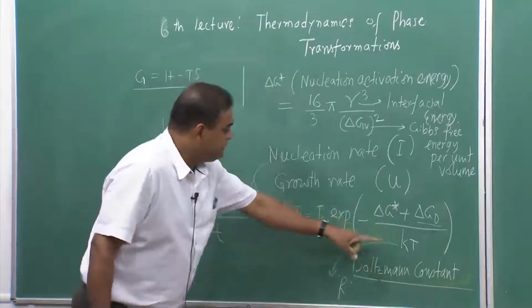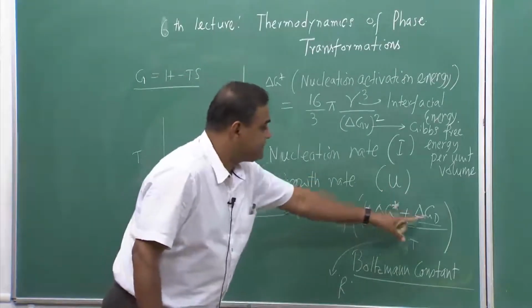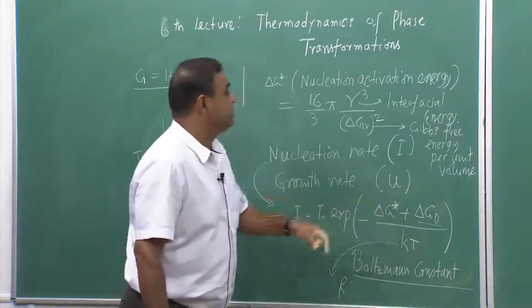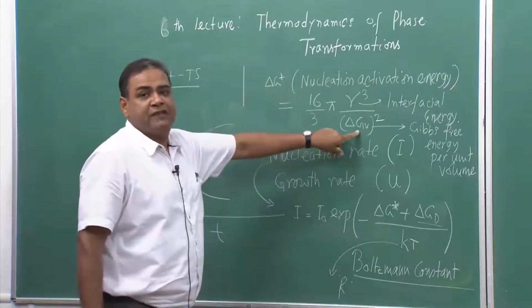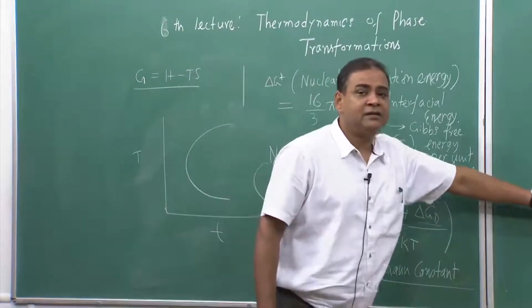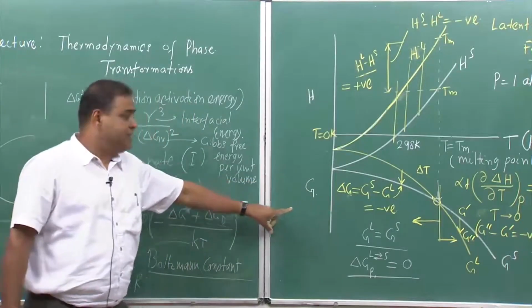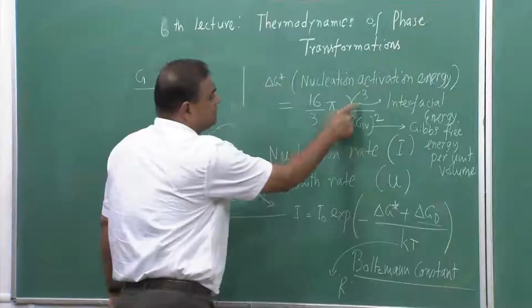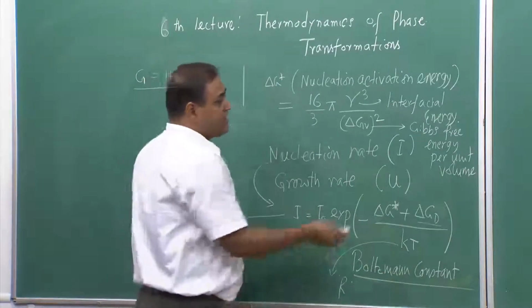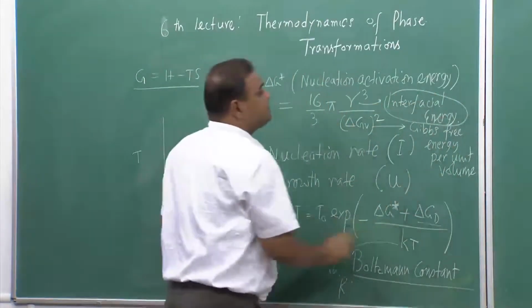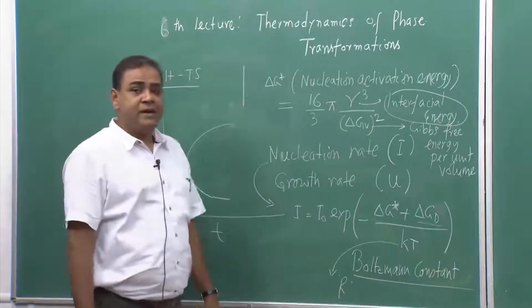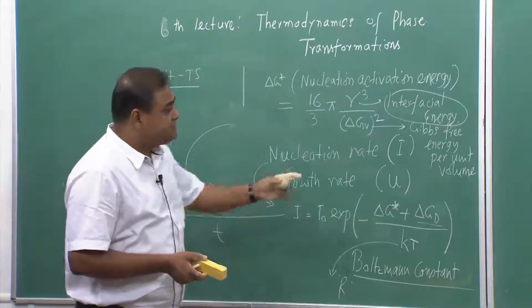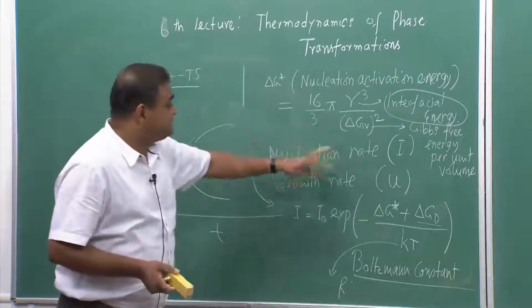So, that is basically decided by ΔG* as well as ΔG_d. We have ways to find out ΔG_d, but when we try to find out ΔG*, we need to know what ΔG_v is. That means, I need to find out the driving force for the transformation, which is negative. And this term, the interfacial free energy, or interfacial energy, is another important term. We will try to see what it exactly means.